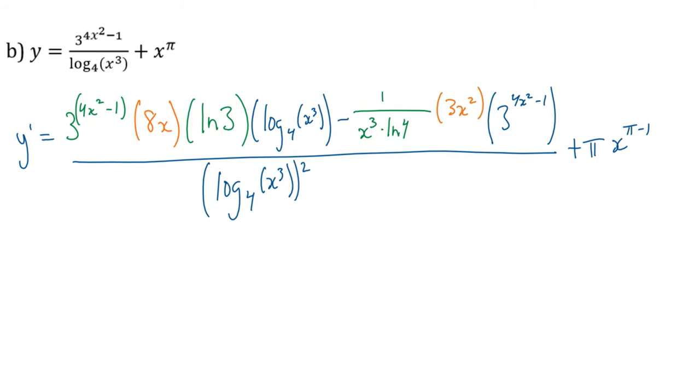Now, is there any simplifying that we can do here? Not really. I mean, again, we could bring the 8x out front. We could write this in a little bit of a nicer way, and we could put the 3x squared up on top.